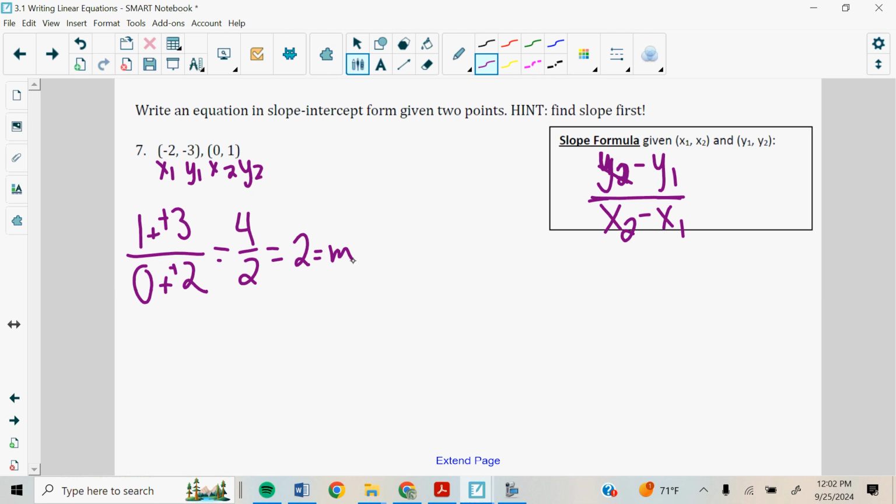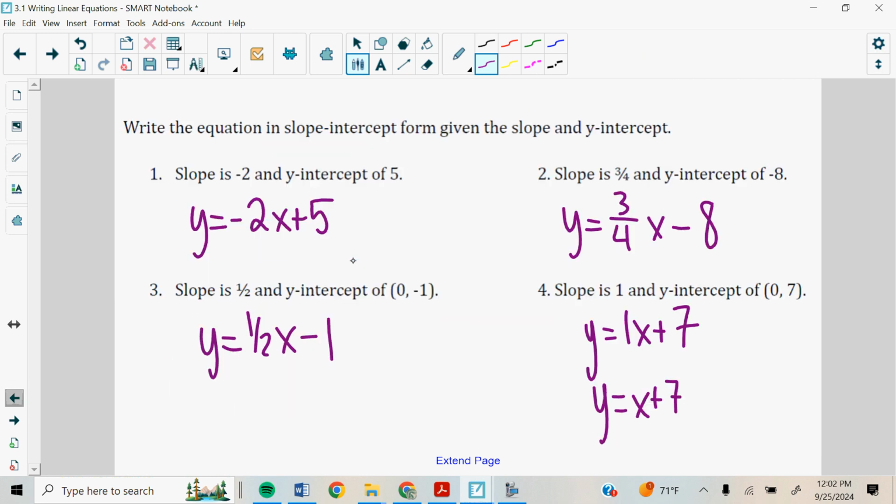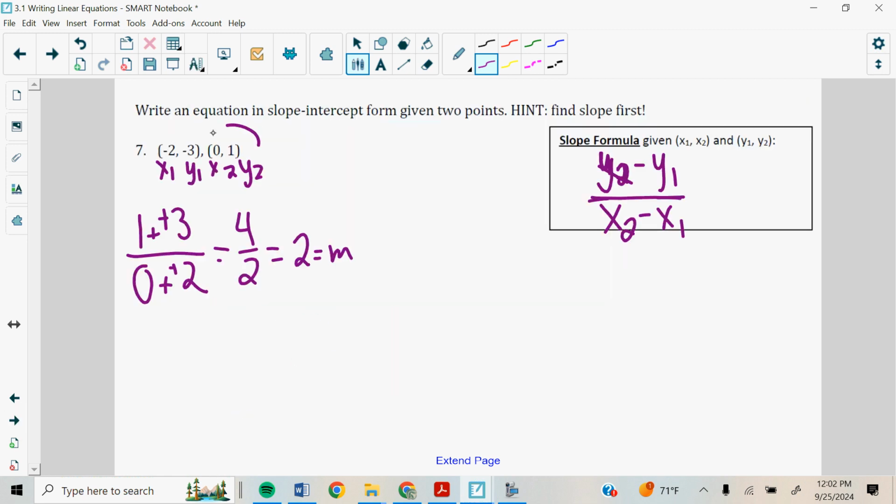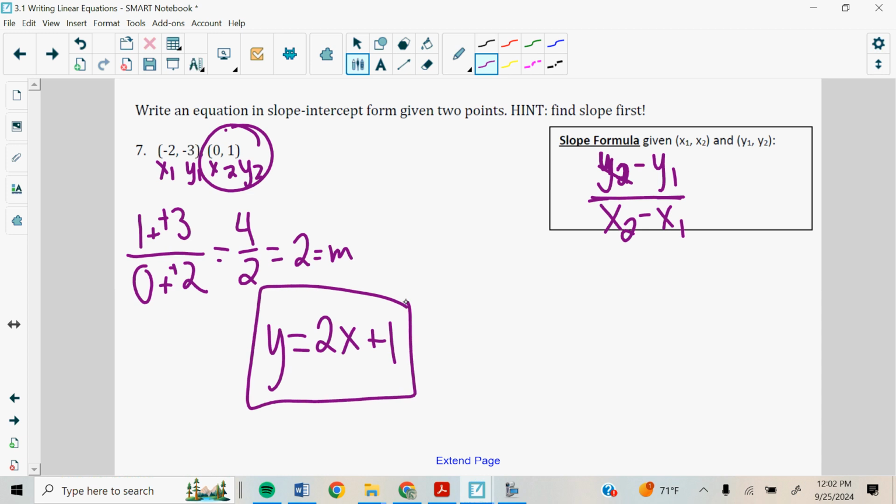Now, if you look at our 2 points that they give us, one of them, the second one, is 0, 1. And if you think back to our front side where we talked about those first few problems, I'll go back a couple slides here. They gave us our point, our y-intercept, as an ordered pair. And so we see the same type of thing here. They are giving us our y-intercept. So we can say y equals 2x plus 1 because that is our y-intercept.